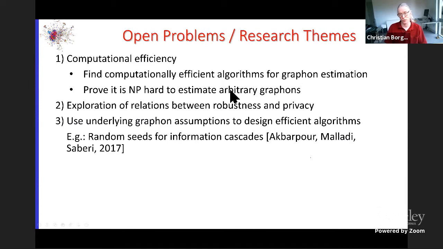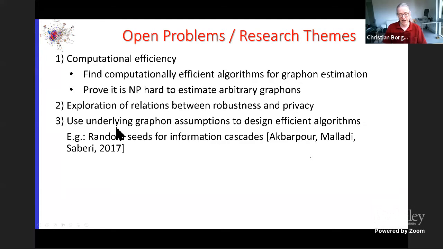So this is an interesting question which really deserves exploration. There's also a well-known relationship between differential privacy and robustness. So can we explore that in the context of networks? And then the question is, use the underlying graphon assumption to design efficient algorithms.